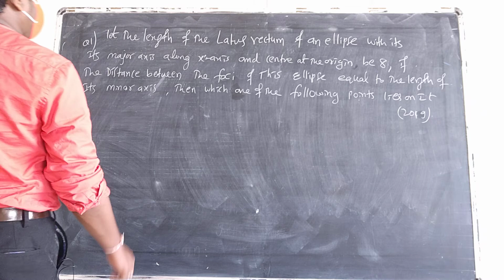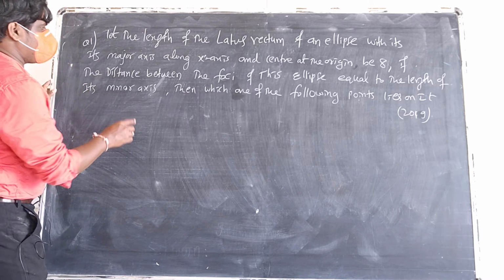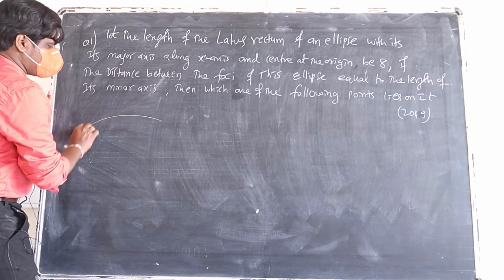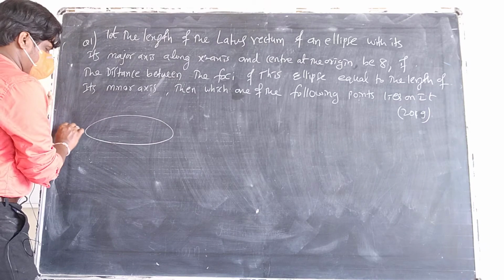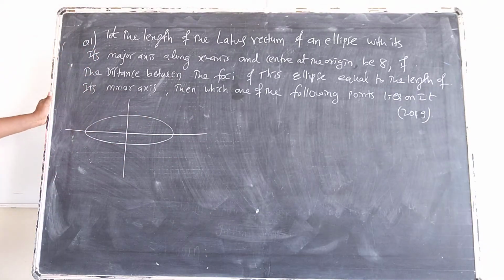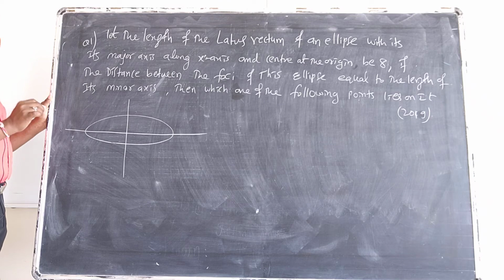So what is here? Let the length of the latus rectum, center is on the x-axis. He is saying here the major axis is along the x-axis. Major axis along the x-axis means this is the ellipse, so it is a horizontal ellipse. The picture says that it is a horizontal ellipse. So what is the length of the major axis?